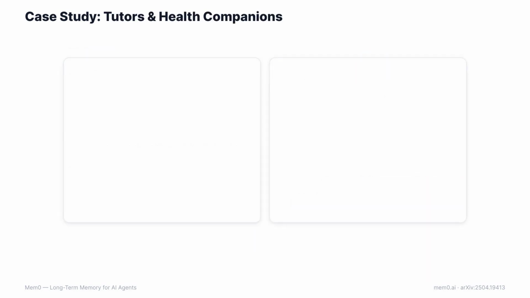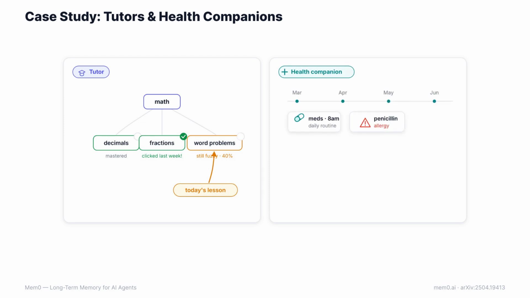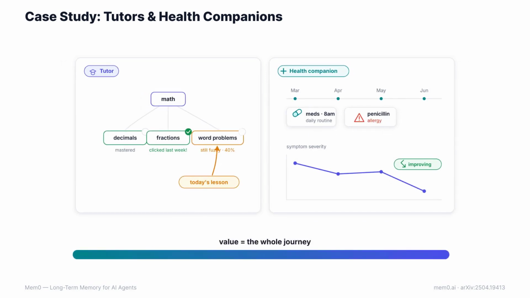The paper calls out domains where continuity is the product. A tutoring agent remembers that fractions clicked last week, but word problems did not. So today's session starts exactly at the frontier of what the student knows. A health companion carries forward medication routines, allergies, and how symptoms evolved across months of check-ins. In both cases, the value is longitudinal. The agent is useful because it has been there for the whole journey, and that requires memory that outlives any single context window.